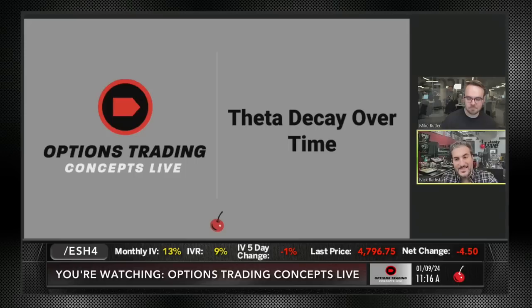All right, so we're talking theta decay over time. I'm getting some questions about why not sell the 90-day option or the 120-day option, or go further out in time? There's more premium. So we're going to talk through that and how decay comes into play, specifically for each expiration.